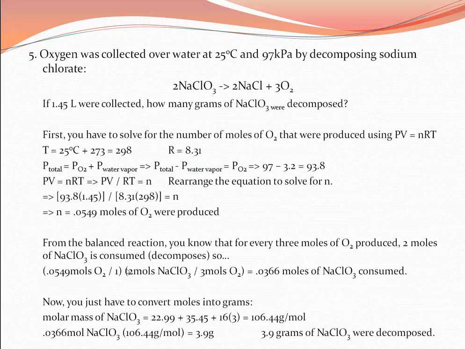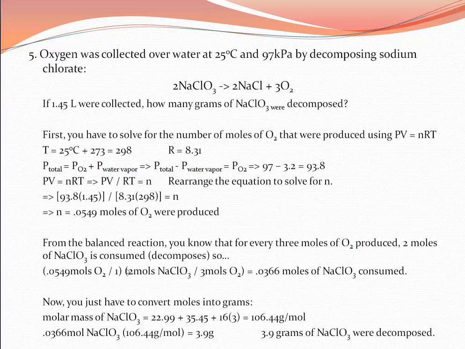So you can rearrange PV = nRT in order to solve for n, and then plug in the values that you are given. So 93.8 times 1.48 liters over 8.31 times 298 Kelvin equals n. So 0.0549 moles of oxygen were produced.